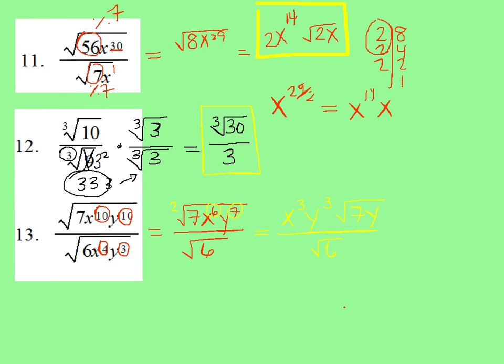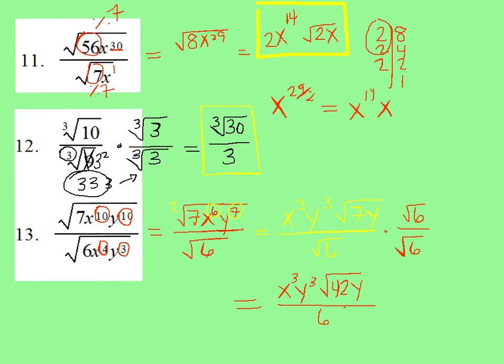Now you're not allowed to have a radical in your denominator, so we need to rationalize it, and we need to multiply it by the square root of 6. We need to get that out of there. And what you do to the bottom, you do to the top. So on bottom, a 6 gets to leave, and on top we have x cubed, y cubed, times the square root of 7 times 6, which is 42, y. And here's our final answer.